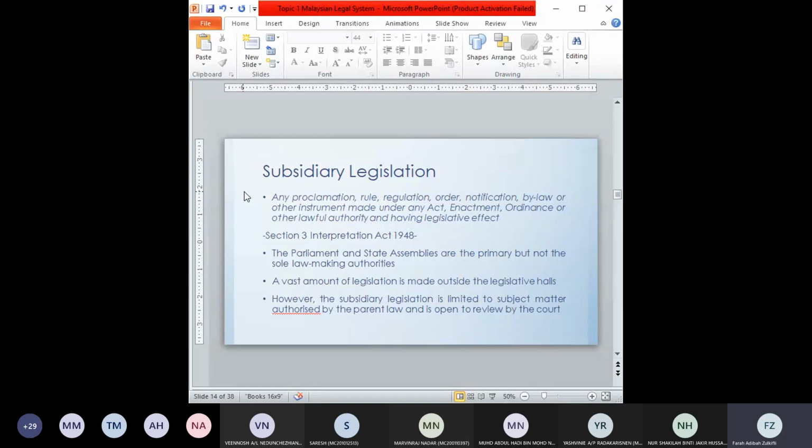So the parent law is what we call the act, and under the act, the minister usually has the power to make some kind of laws to execute whatever is inside the parent act. So that is subsidiary legislation. So basically, subsidiary legislation is something which is made by the ministry or any governmental bodies, not made by the parliament and not made by the state legislative assembly.